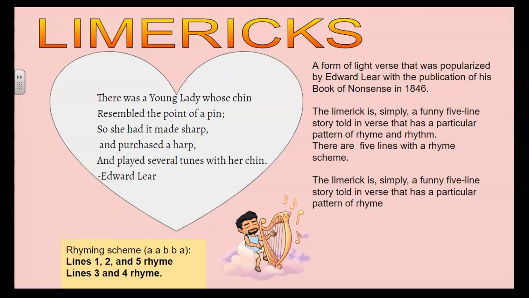Limericks. These are fun little lighthearted verses. They were made popular by a poet by the name of Edward Lear. So it always begins with "there was something." "There was a young lady whose chin resembled the point of a pin. She had made it sharp and purchased a harp and played several tunes with her chin." That's by Edward Lear. Limericks always have lines 1, 2, and 5 that rhyme, and lines 3 and 4 that rhyme. They're always 5 lines.